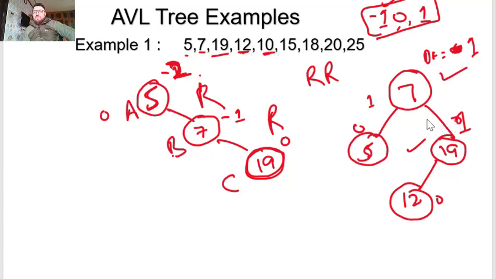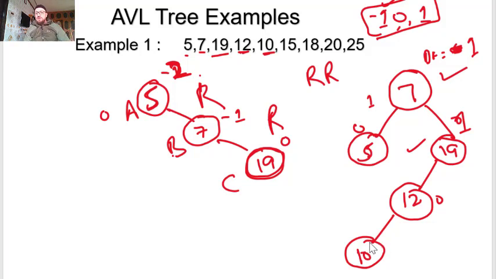Where should the 10 go? 10 is greater than 7, it has to be on the right of it. Okay, and 10 is lesser than 19, so it has to be on the left of it, but there is 12, so 10 is lesser than 12, so it has to go to the left of 12, so 10 will be here.